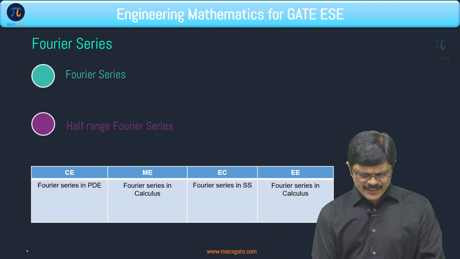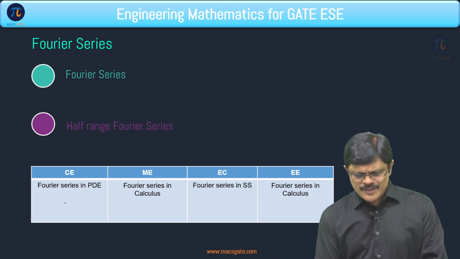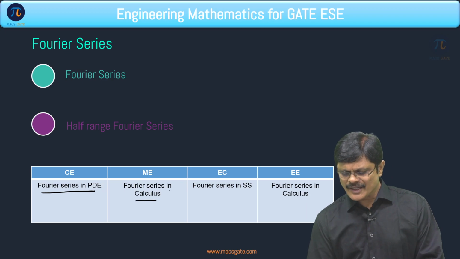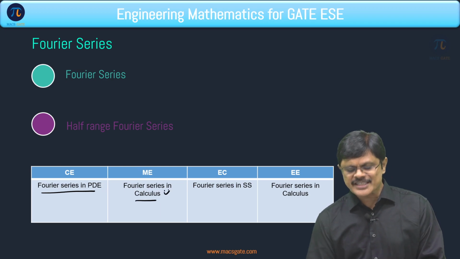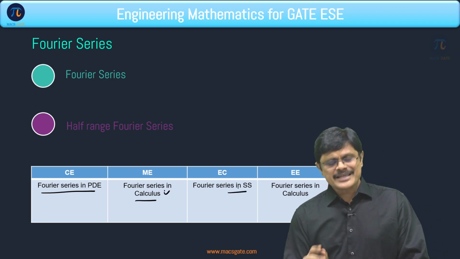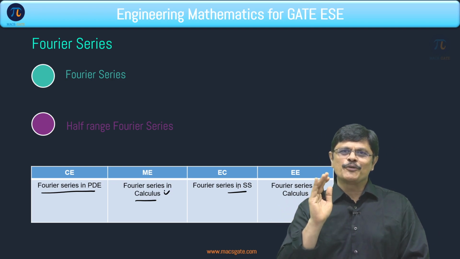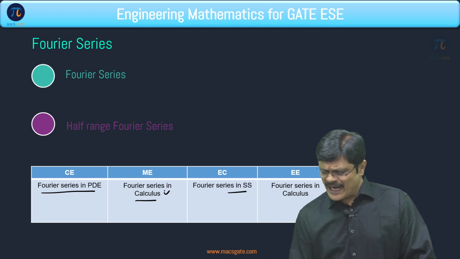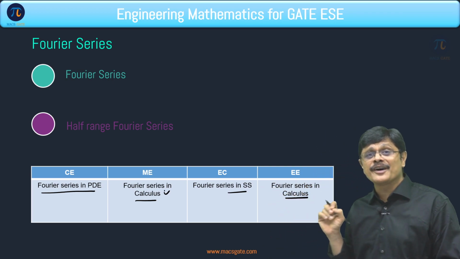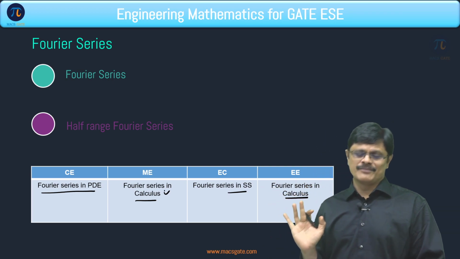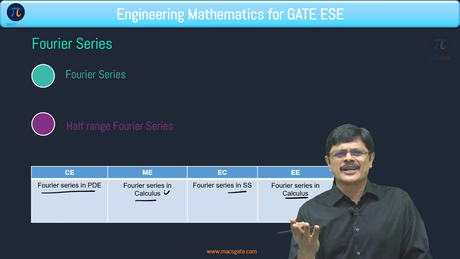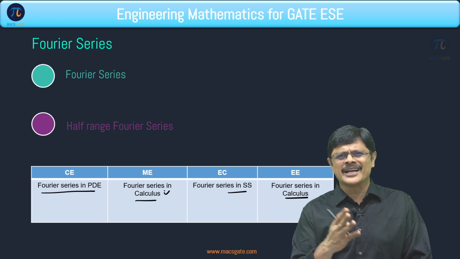Then we have Fourier series. If you observe, Fourier series is mentioned in PDE for civil students, whereas for mechanical students it is mentioned in the syllabus of calculus. For EC it is not mentioned at all. So, Fourier series is to be discussed under signals and systems, a different subject, and Fourier series is mentioned for electrical students in calculus. You need to understand how to write the Fourier series for a particular function, nothing more than that.